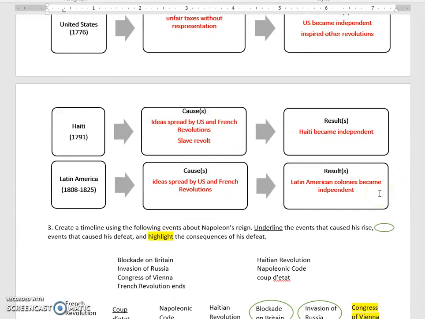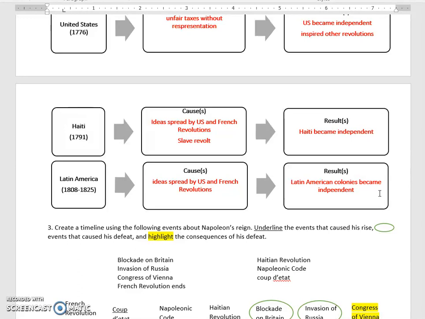The Haitian Revolution. Part of this was due to the ideas and inspiration from the U.S. and French revolutions. It was also beginning as a slave revolt led by Toussaint Louverture. End result, Haiti became independent. In Latin America, also ideas spread by the U.S. and French revolutions.